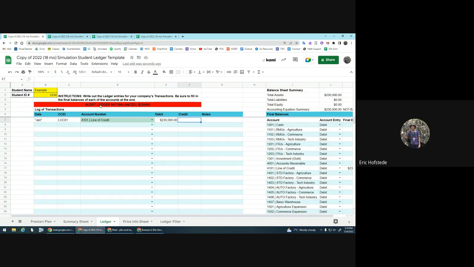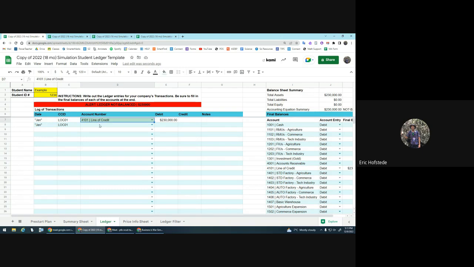You'll notice right now it says it's not balanced. That's okay. Double entry means we have to do it all again. So I'm going to continue on in January, just copy and paste that down. If you try to drag it, sometimes it changes numbers on you. So I have my debit. I need a matching credit now.